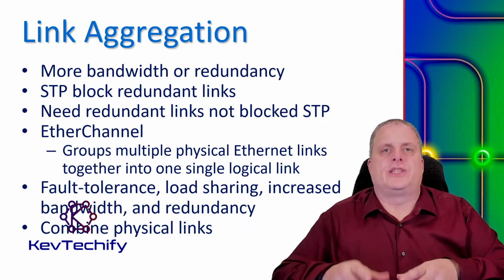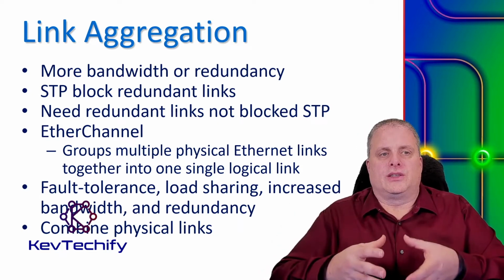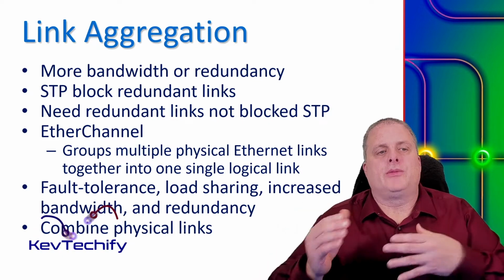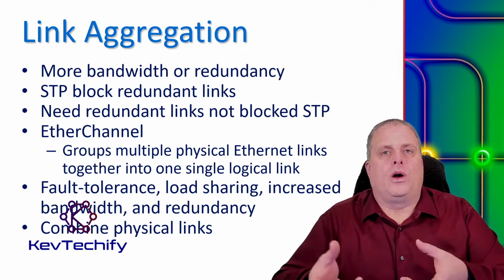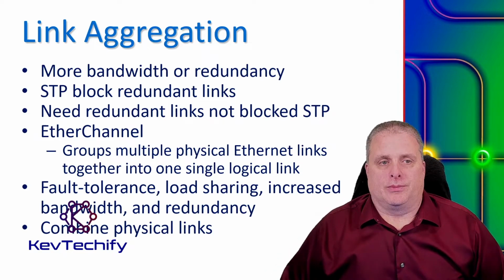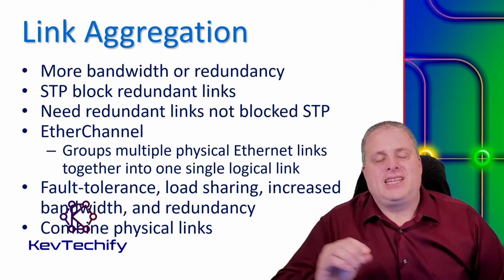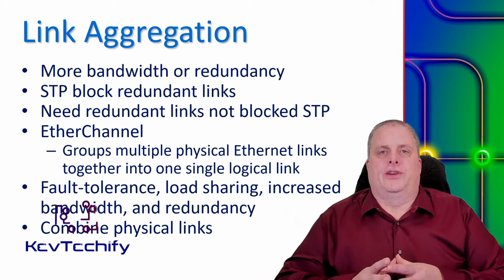Remember how spanning tree stops those loops on a layer 2 connection? Well, when we have multiple links, multiple connections, multiple paths, they're going to be blocked by spanning tree protocol, especially when we start using more than one physical port, one physical connection. And so what we need is for these redundant links not to be blocked by our spanning tree protocol. This is something called EtherChannel.